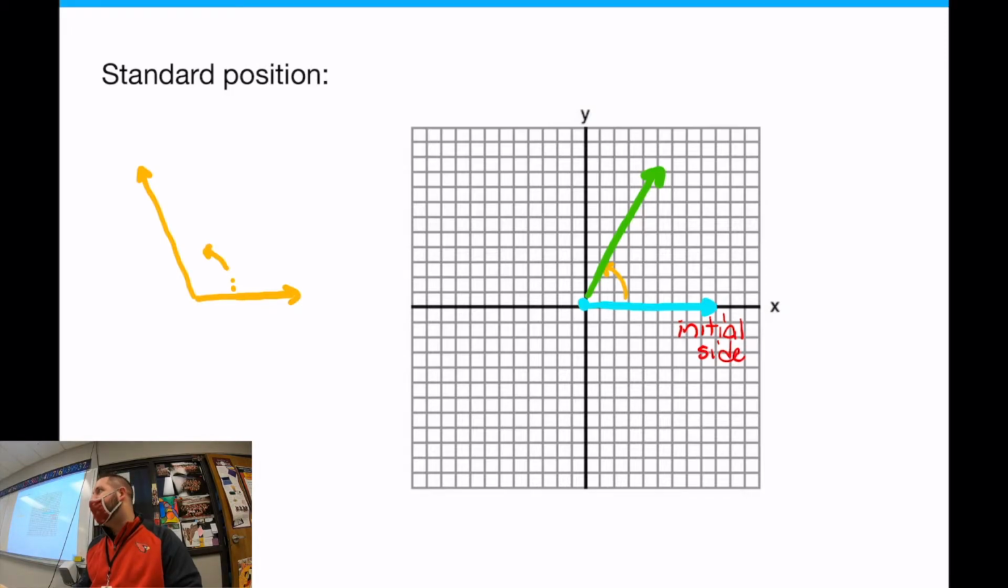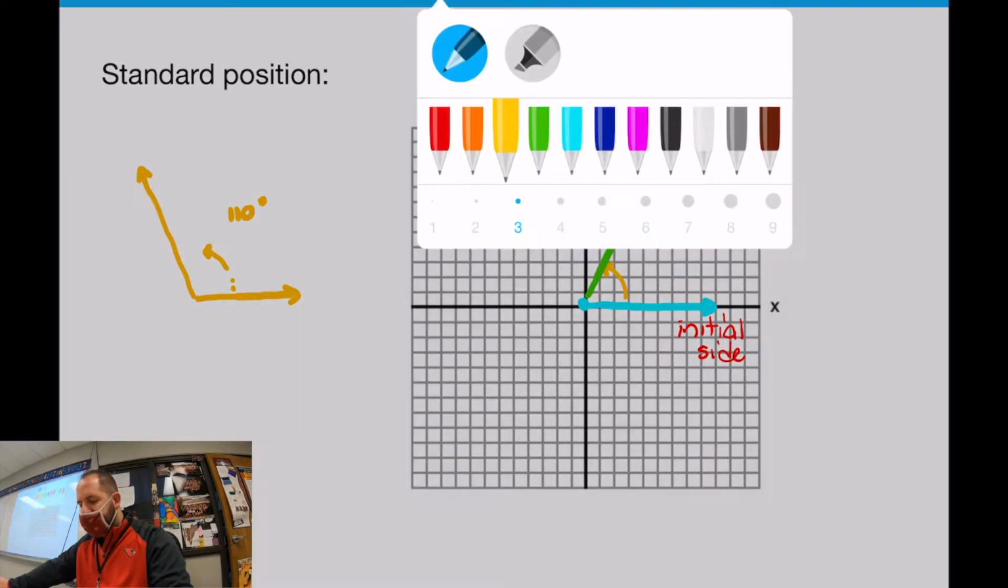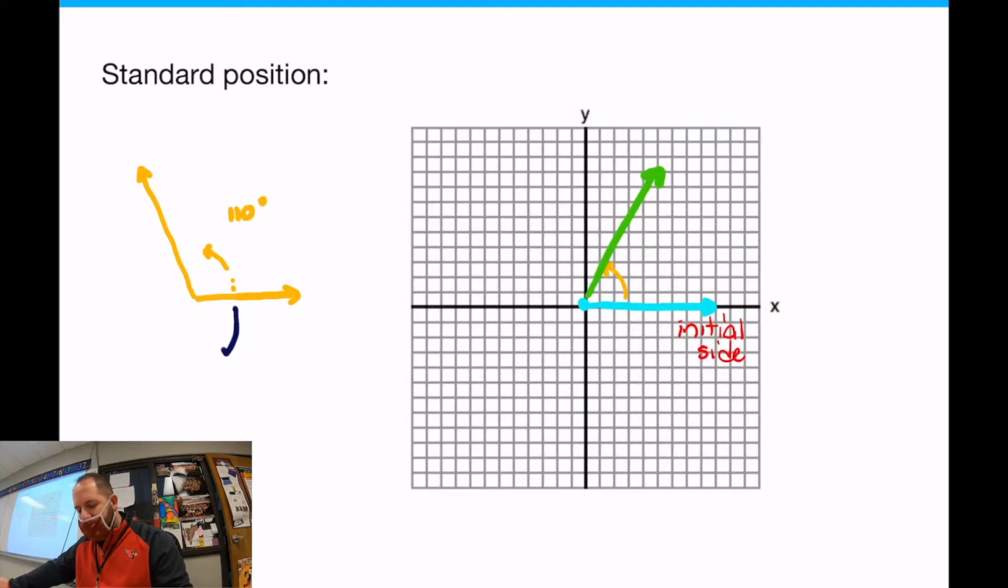Now that's how you draw a positive angle. So let's say this is like 110 degrees. Now if you open up the other direction, that's a negative angle, like when you open up towards the ground. So if I open up this way clockwise and I draw my angle, that's a negative angle. Let's say that's like a negative 70-degree angle.